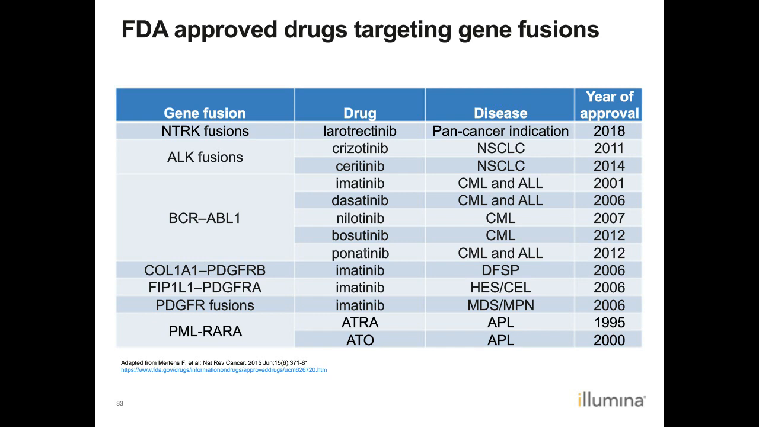The success story of imatinib has increased interest in developing additional compounds against the products of gene fusions, and several new drugs, all of which are kinase inhibitors, have been approved by the FDA during the past few years. An important example is larotrectinib, approved at the end of last year, which has been the first initial approval based on genetic mutation rather than a specific tumor type.